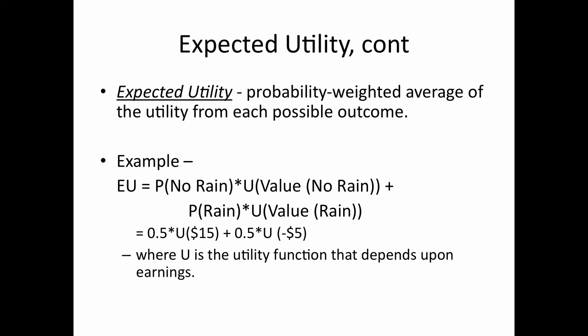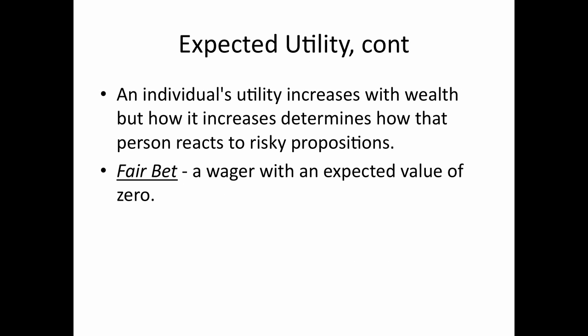In fact, that's at the kernel of the issue: what is the shape of the utility function. Now, typically we assume that an individual's utility increases with wealth. But how it increases determines how that person reacts to risky propositions. So the idea here is that more money gives you more utility, but the rate at which your utility increases as your wealth increases can determine exactly how you react to different risky propositions.